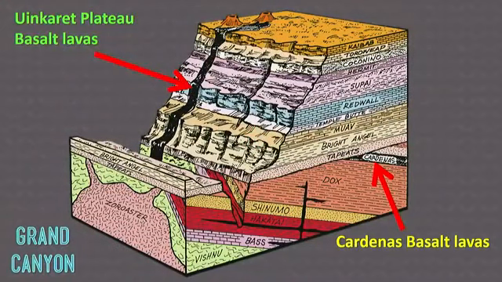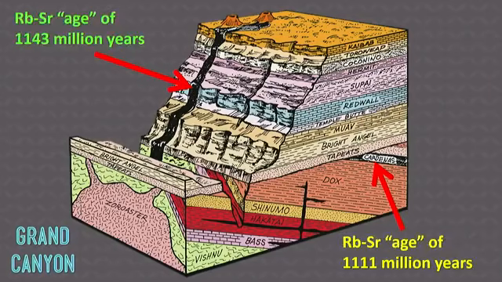What ages do they give by rubidium-strontium? The same rubidium-strontium age. The most recent lava flows give essentially the same 1.1 billion year old rubidium-strontium age as the oldest lava flows in the Grand Canyon. How can that be?